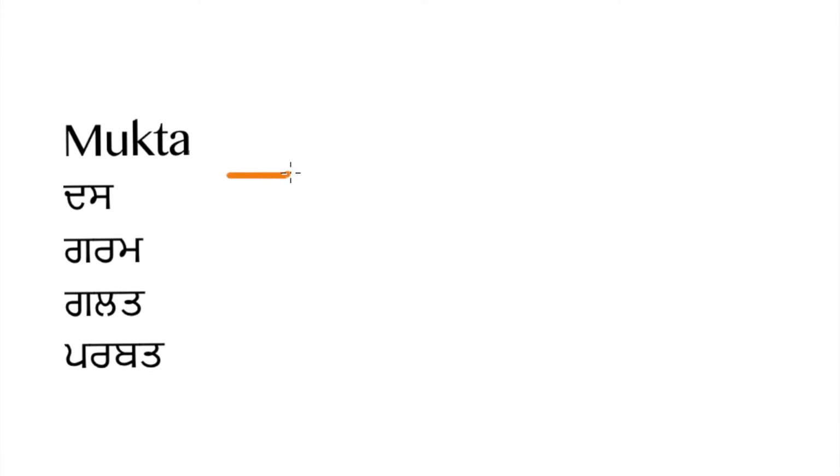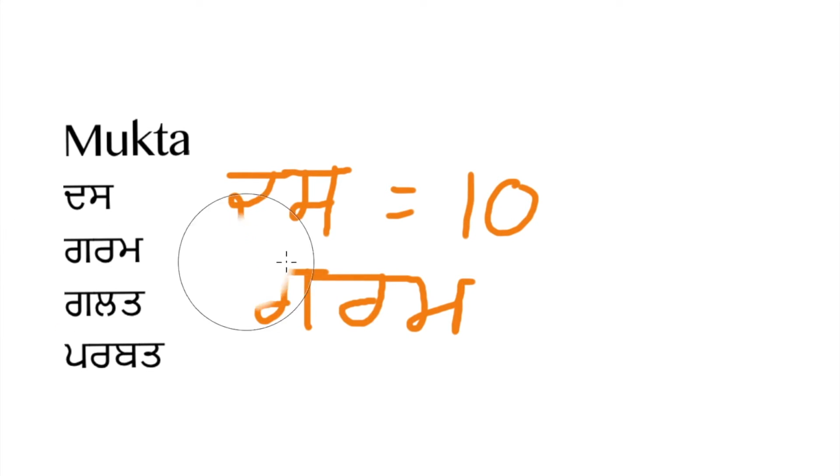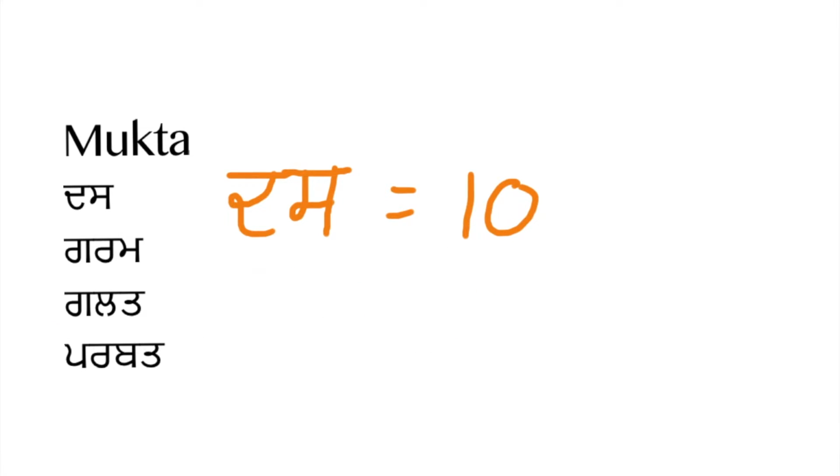So das, which is the number 10. That's the number 10 written in the Gurmukhi script, and it's das. So das means 10. And we have ga, ra, and ma. I could perhaps write that a bit neater. Let's have another crack at that.